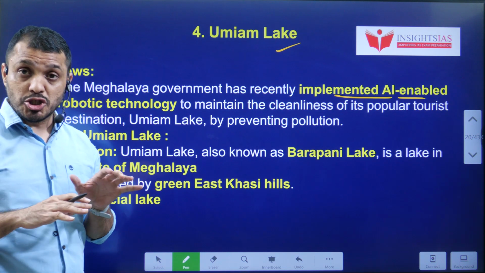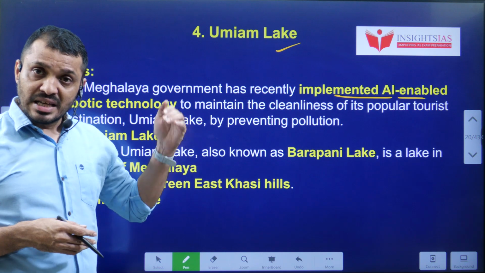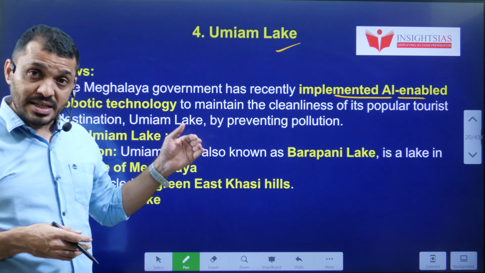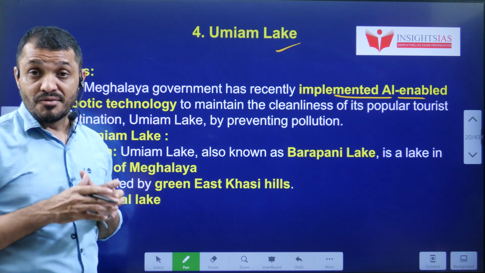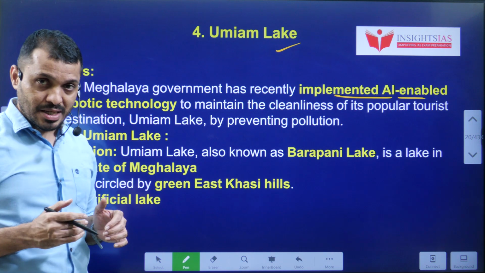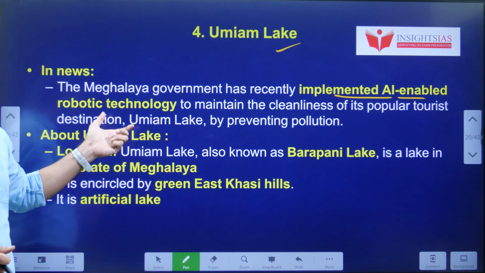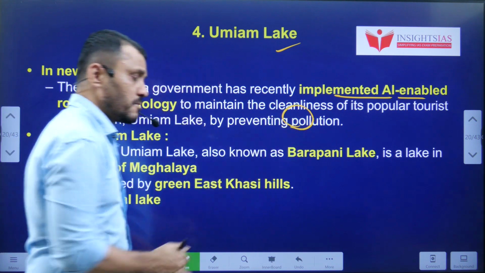Remember, it is not a natural lake, it is an artificial lake. This lake was formed while they were constructing the hydroelectric project. Actually, that particular hydroelectric project was the first hydroelectric project in the Northeast. We will see what the name of that hydroelectric project is. Anyhow, they are deploying artificial intelligence to reduce the pollution.